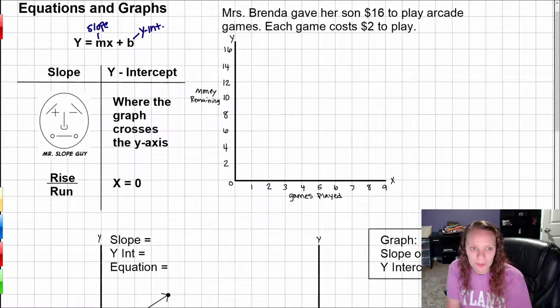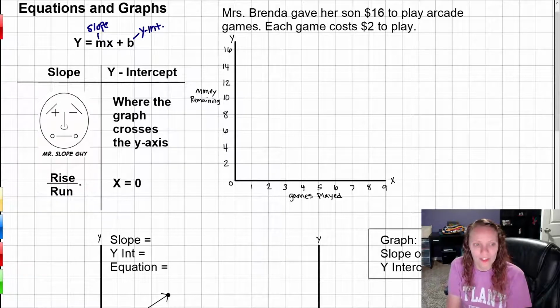The y-intercept is where the graph crosses at the y-axis, and it's also when x is equal to 0. For slope, we do a thing called rise over run, and then I'll show y'all what that looks like on the next two examples. But let's start with this first one.